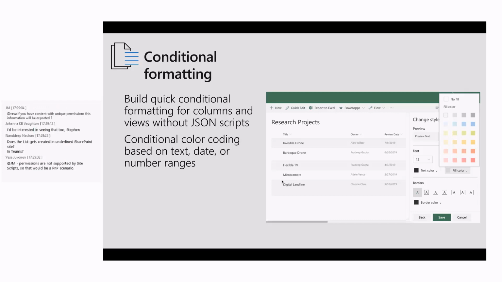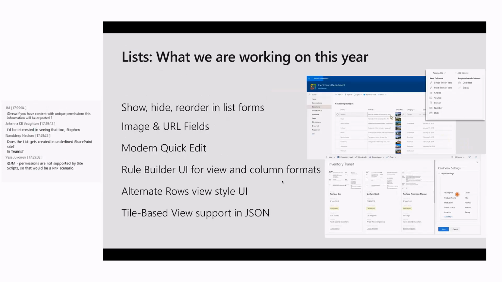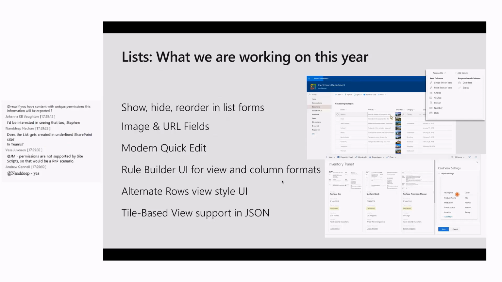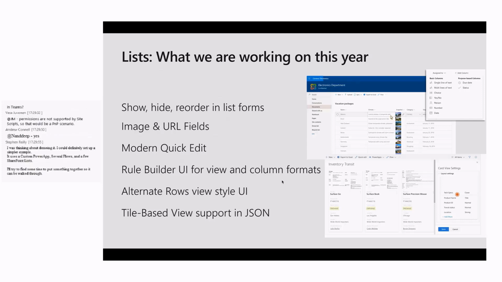So there's a lot of stuff we are working on in List. We got several good pieces of feedback around, hey, I just want to do some simple things like show height and reorder columns in list forms. But I don't want to go to PowerApps, I just want to do those things. When I really want to go to PowerApps, I would go there. So we're trying to explore that and see how far we can go with those things.